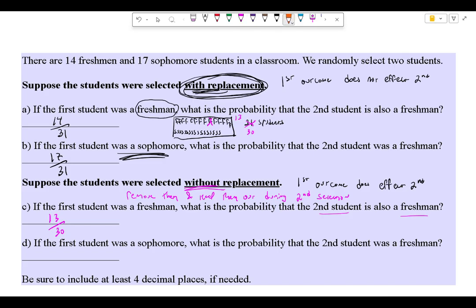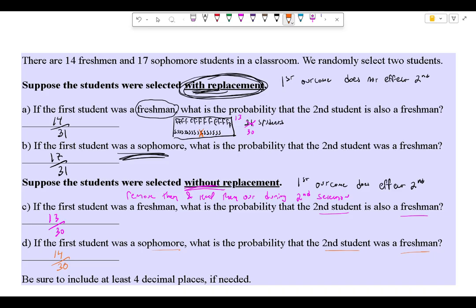And then for part D, it says if the first student was a sophomore, what is the probability that the second student was a freshman? Similar idea here. We choose any random sophomore from the class. But I'm going to put this freshman student back in, if I can. Well, if we took out a sophomore, that would mean that there are still 14 freshmen in the class, but now the class, again, only has 30 students for the second selection.